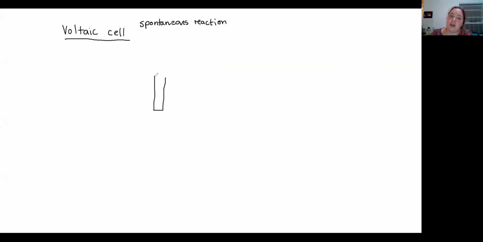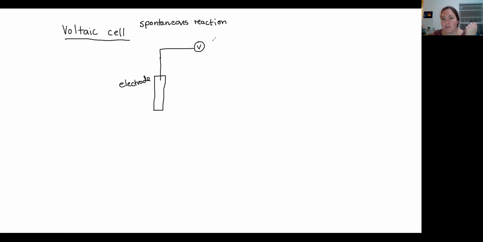When we construct a voltaic cell, it must contain a spontaneous reaction. There's no point in making a battery if the battery won't actually produce energy. So the way that we do this is we have a solid piece that can conduct electricity. A solid that can conduct electricity we call an electrode. And we place an electrode, and this electrode is then connected to a voltmeter.